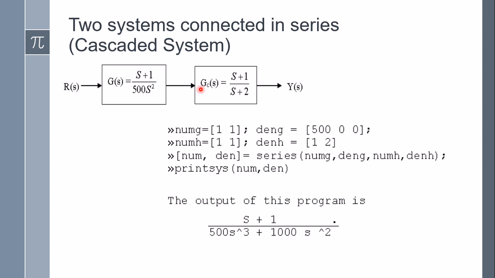So like this, if you have n number of systems, then you can provide n number of inputs here, and all the systems will be connected in series. And I want to get the output printed on the command window. Once you execute this file, you can either do this in the command window, or else you can directly do it using an M file also. The output will be displayed on the screen as s plus 1 divided by 500 s cube plus 1000 s power 2 is the net transfer function. Here actually it is s plus 1 the whole square.